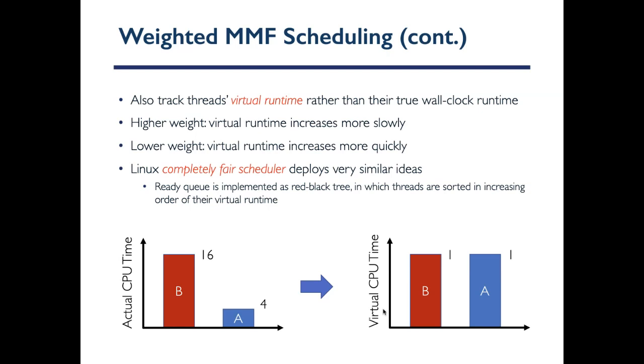The way to pick the task with the lowest virtual time that is implemented in the Linux scheduler is by keeping tasks, basically implementing the ready queue as a red-black tree, so that the search time is O(1). So you can always look at one of the leaves of the red-black tree, and that leaf is always the task with the lowest virtual CPU time.